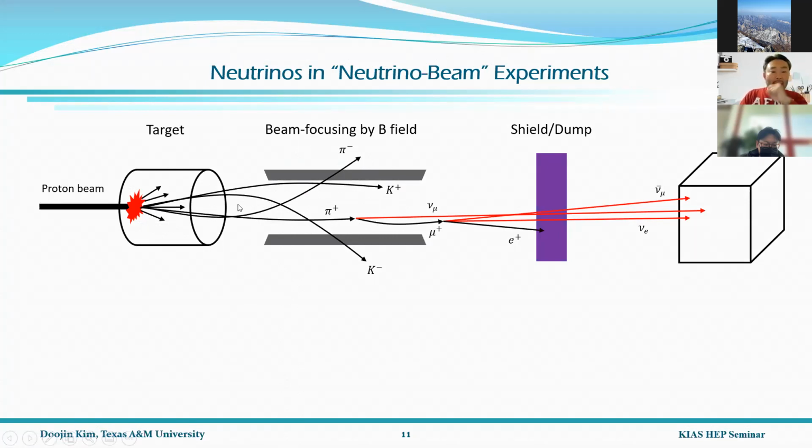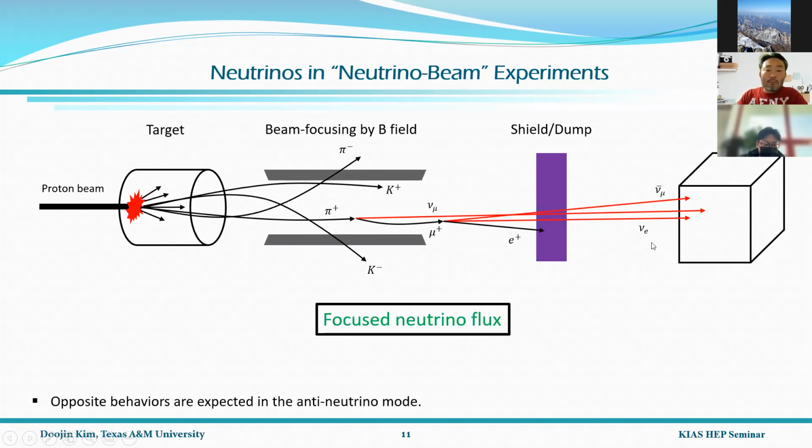For example, in the neutrino mode, positively charged pions are converged, and each of them decays into a muon and a muon neutrino. Now, the muon also converges and decays into an electron and two neutrinos. Then a shielding material is placed before the detector so that unwanted electrons and surviving muons or mesons are absorbed, while neutrinos just pass through the shielding and reach the detector of interest. So basically, you have a focused neutrino flux, and the detector is usually placed along the beam line.